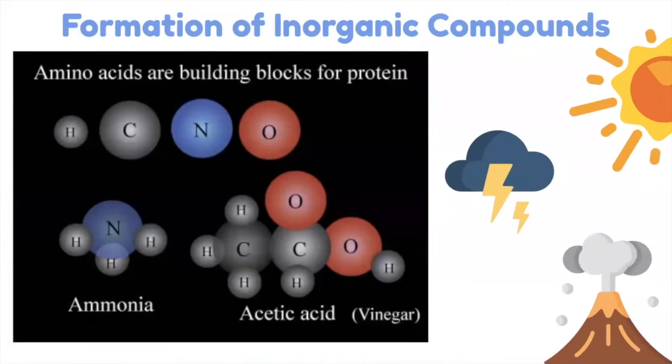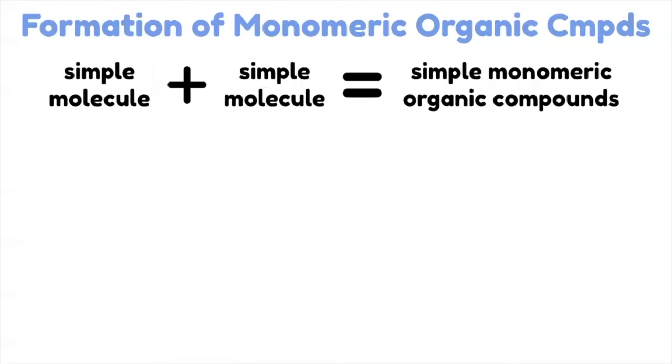Okay, remember this. The second step is the formation of monomeric organic compounds. So here, just remember that the simple molecules interact with each other to form simple monomeric organic compounds.